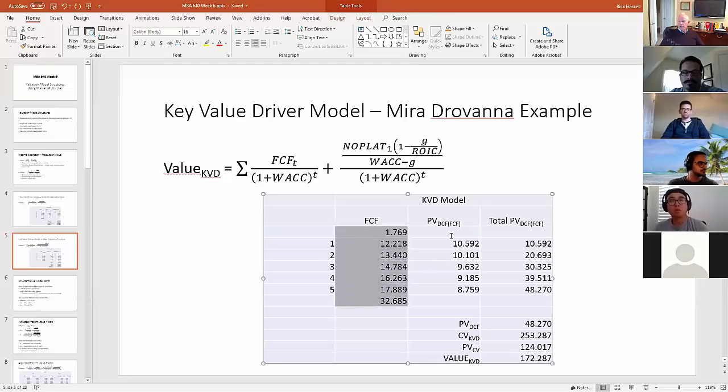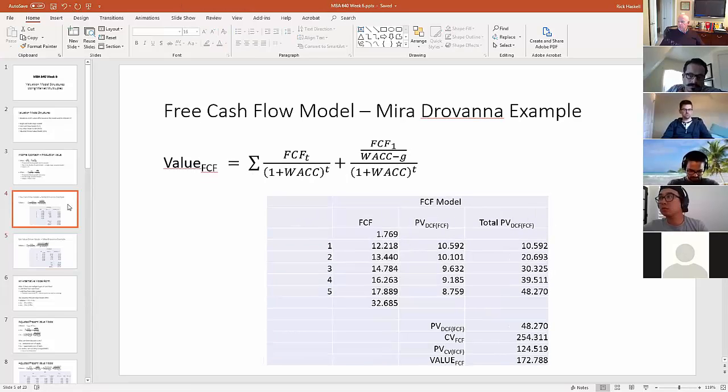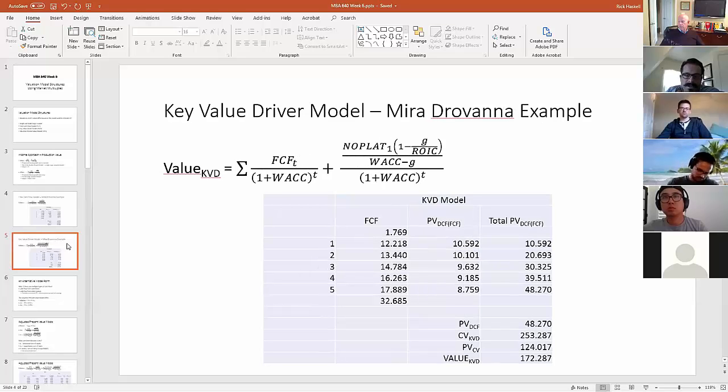These free cash flows are the same. These discounted values of the free cash flows, the sum of the free cash flows, and this then is the same as well, but this continuing value differs, and so the overall value. Remember we had 172.78, I believe it was, 172.79, and now we're at 172.29. So tiny differences, same models, or tiny differences in outcome because our models are only slightly different as well.